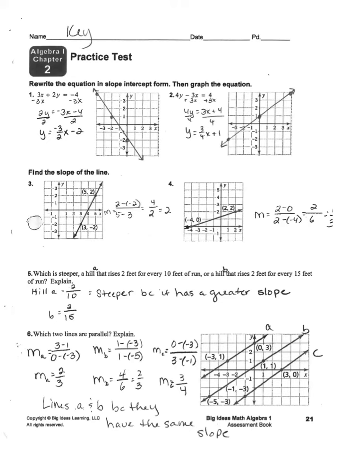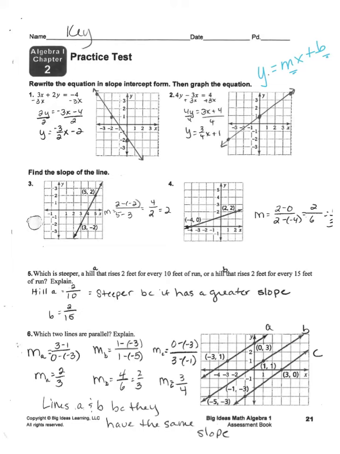The Chapter 2 practice test. So number 1 and number 2, the directions state to rewrite the equation in slope-intercept form. So it must be in the form of y equals mx plus b, where m is your slope and b is your intercept. So you need to isolate y on the left side and get everything equal to a value times x plus another value.